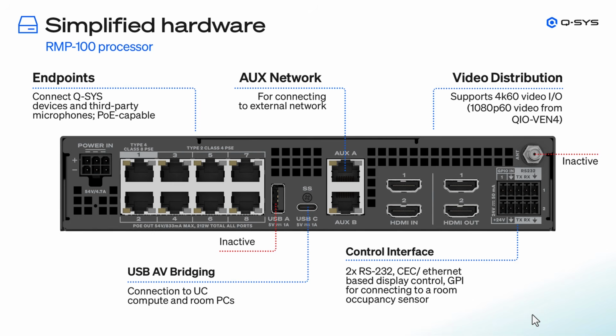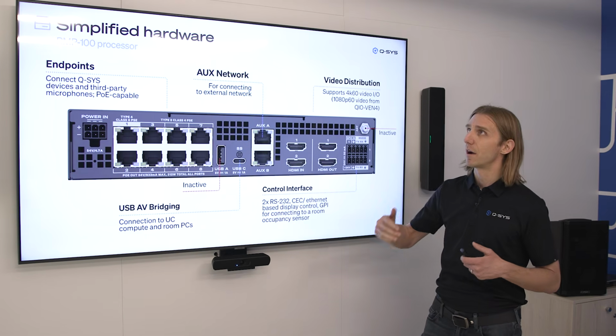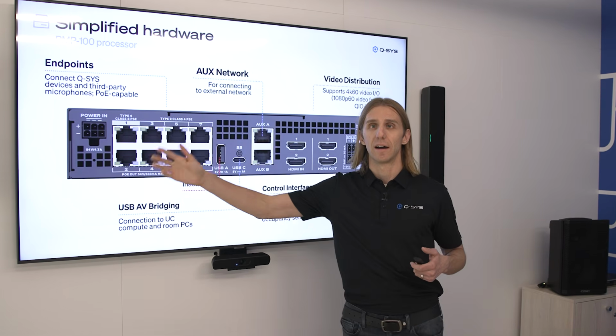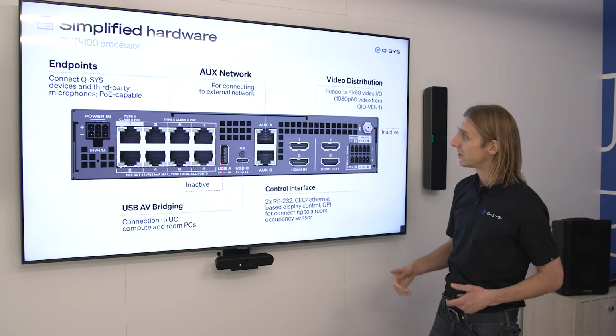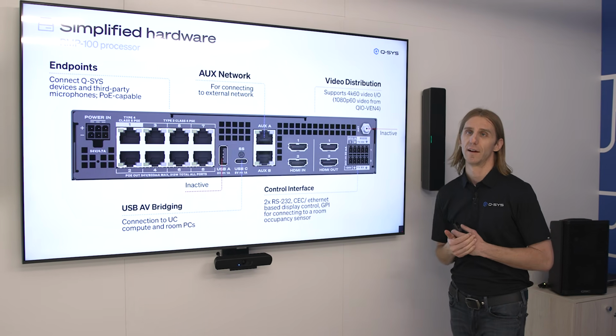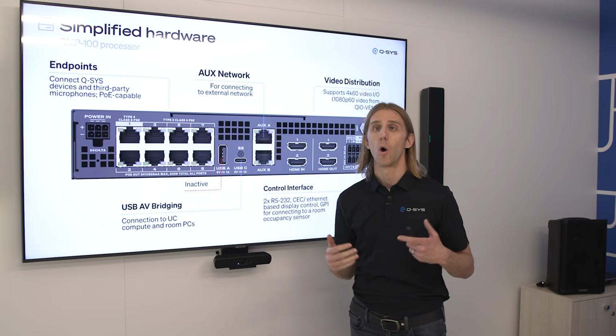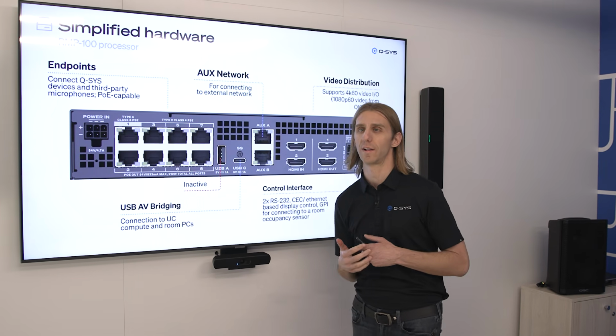So first off, we have the RMP100 processor. This consolidates what could be 3 devices in a meeting space to just one single unit. First off, we have our switch. That's where I'm going to be able to connect all my PoE devices, such as my camera, my ceiling microphone, my network loudspeakers. Additionally, I have my auxiliary ports. That's going to let me connect to my corporate network or to tie to Q-SYS Reflect.